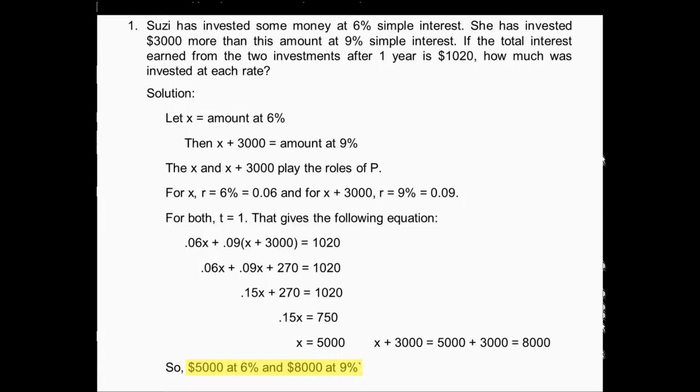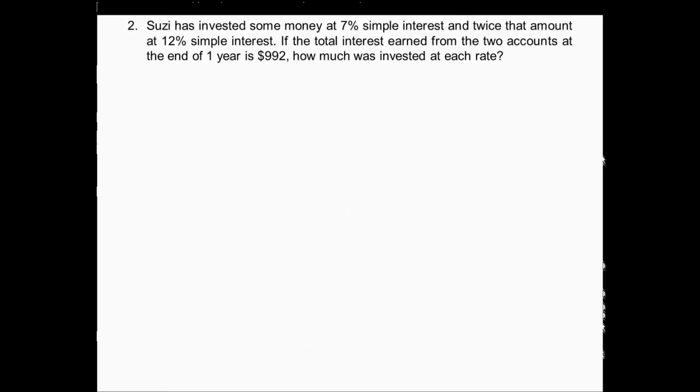Let's take a look at another. Number 2. Susie has invested some money at 7% simple interest and twice that amount at 12% simple interest. If the total interest earned from the two accounts at the end of 1 year is $992, how much was invested at each rate? Now, realistically, the reason this person might do this is they're trying to diversify their portfolios. Like, don't put all your eggs in one basket.